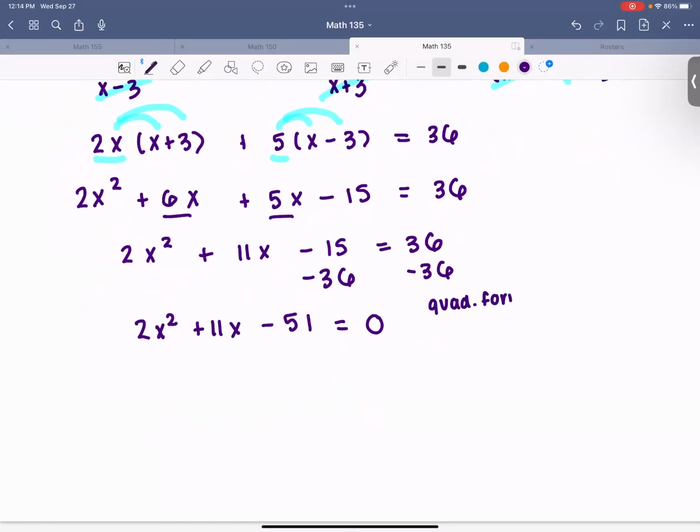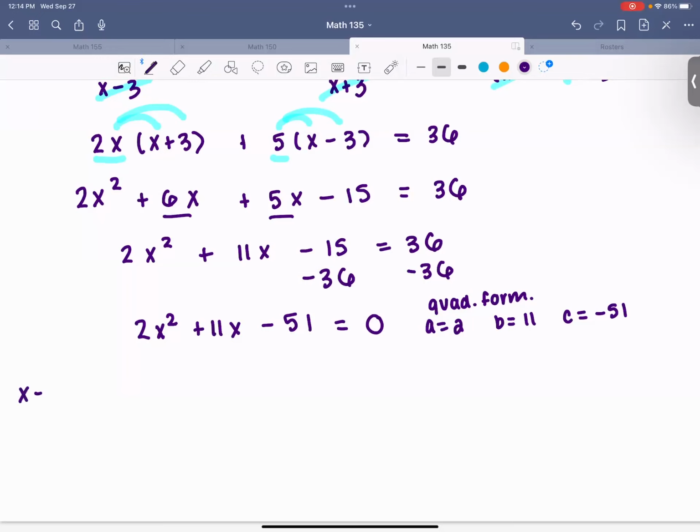Okay. Now, what's a in my formula? 2. b is 11, c is negative 51. I was walking around earlier today in my other class. You should never have x for a, b, or c. I see a lot of people saying a is like 2x squared. If you put x in the quadratic formula, it gets really nasty. So you should only have numbers for a, b, and c, no x values.